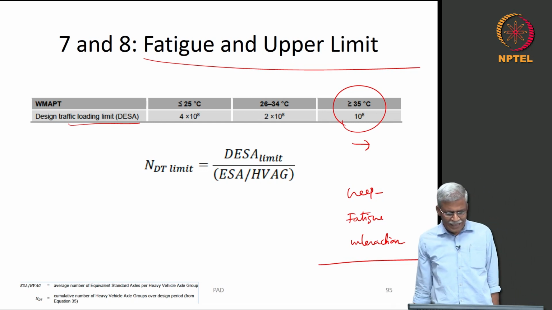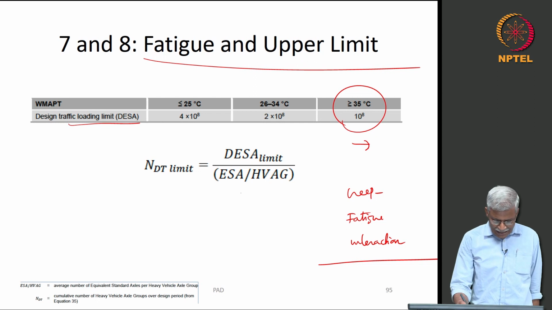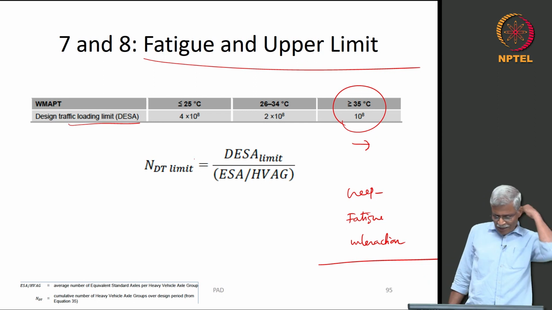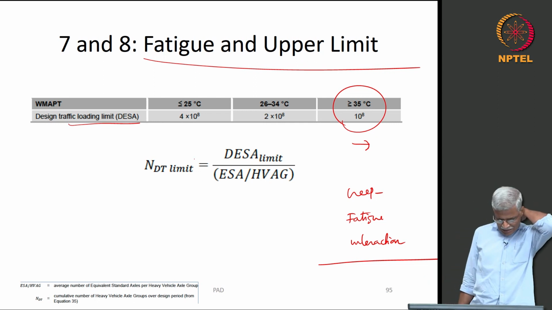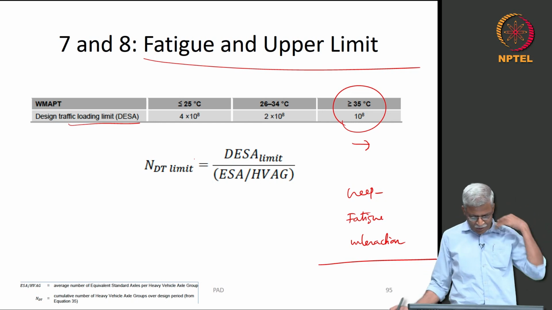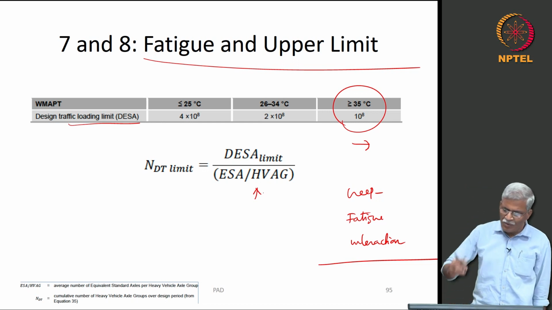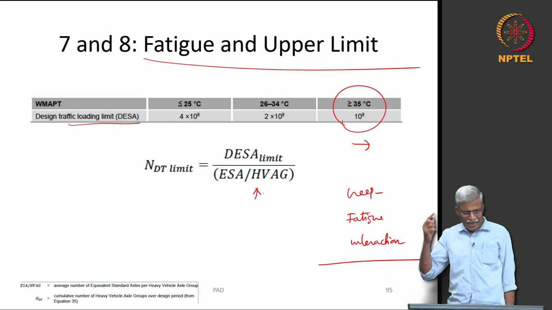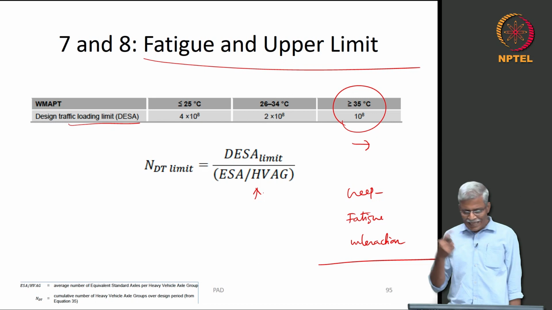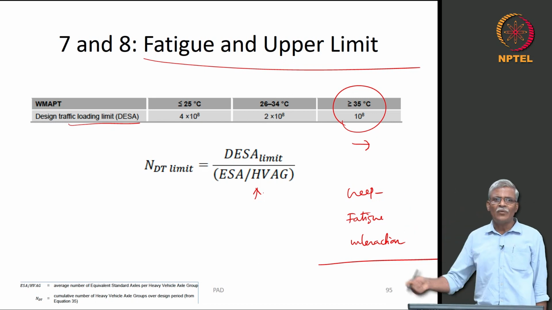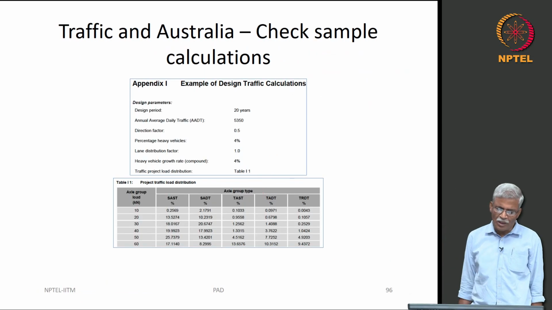So, what exactly is this NDT limit? It is the cumulative number of heavy axle groups over the design period. So, ESA HVAG, where HVAG is the heavy vehicle axle group, is the average number of equivalent axles per heavy axle group. So, this is what it is.